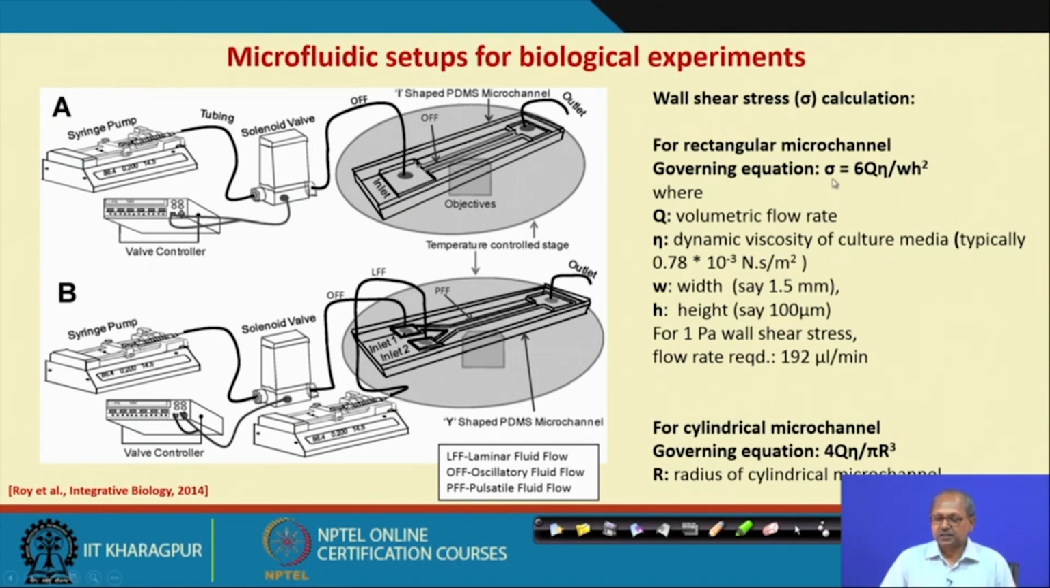For a rectangular channel, the wall shear stress is governed by the equation sigma equal to 6 q eta by W h square. Here sigma is the wall shear stress, q is the volumetric flow rate, eta is the dynamic viscosity, W is the width of the channel, and h is the height. For a channel of width 1.5 millimeter and height 100 micrometer, if we flow the fluid at 192 microliter per minute, then the wall shear stress will be 1 Pascal.